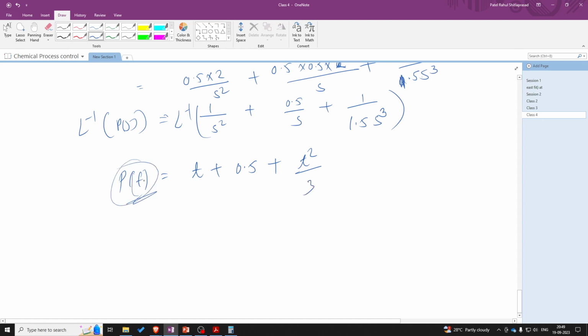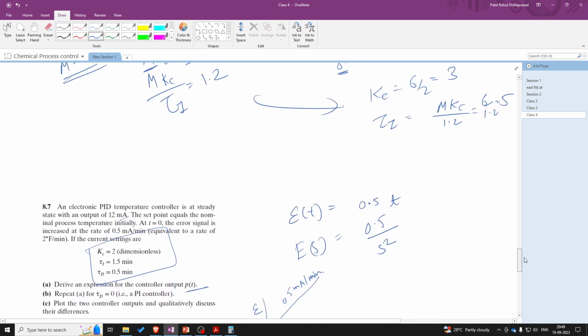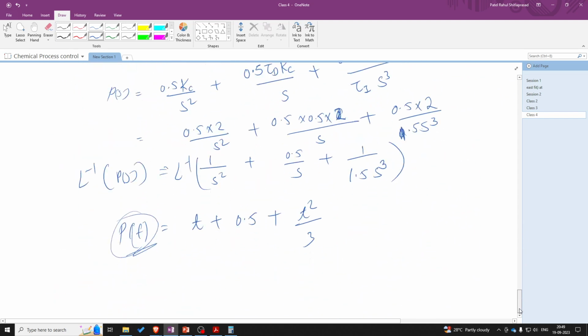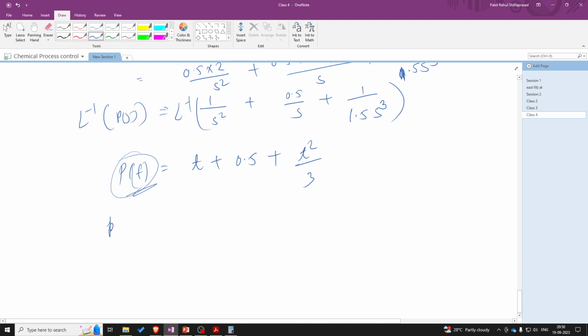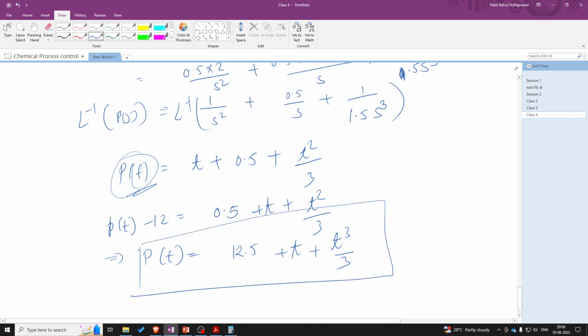Now this is basically a deviation variable, and the steady state value was 12 milliampere. So basically P of t minus 12 we found out as 0.5 plus t square by 3, that is, P of t is nothing but 12.5 plus t plus t cube by 3. So this is the equation of P of t that we found out.